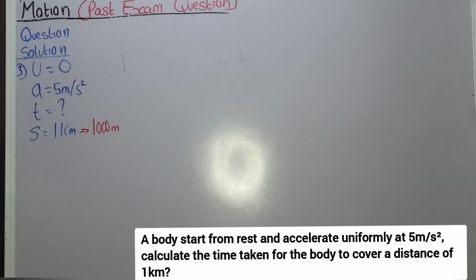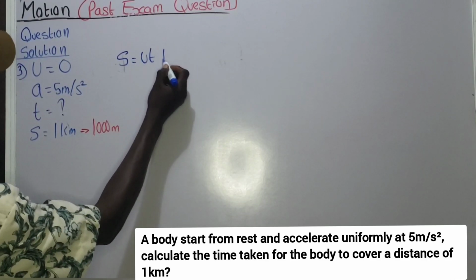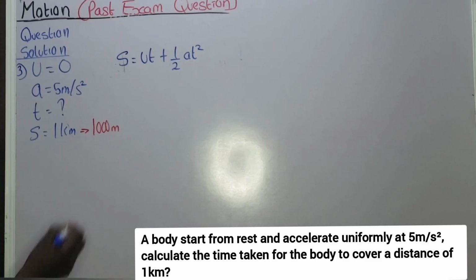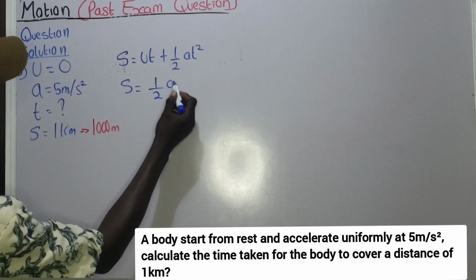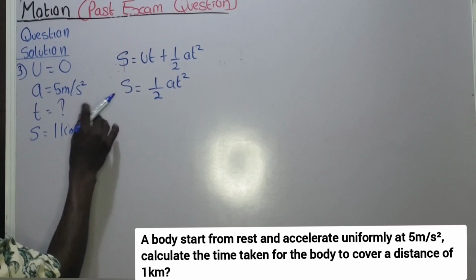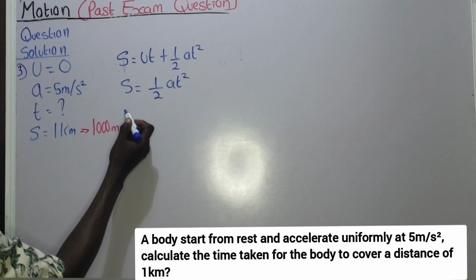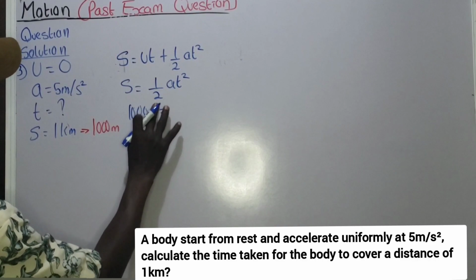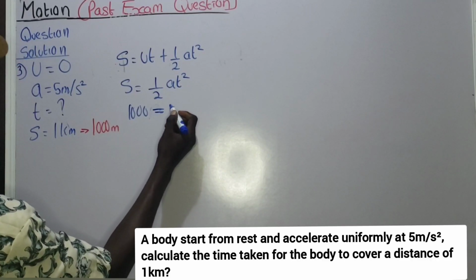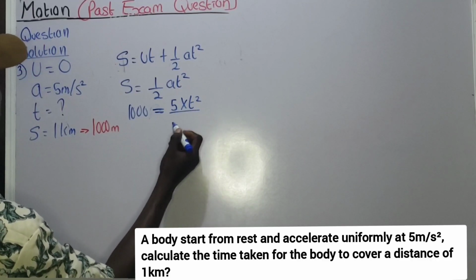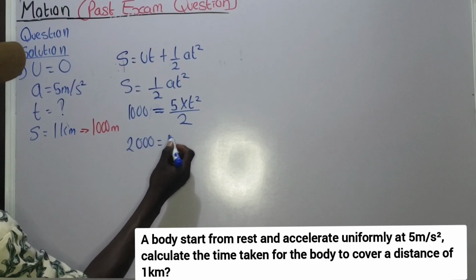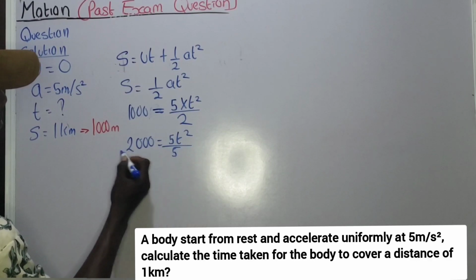So here we have s equals ut plus 1 over 2 at squared. But because the initial velocity is 0, s equals 1 over 2 at squared. With this formula we can easily determine the value of the time. So s is 1000 meters. I'm going to have 1000 equals 5 multiplied by t squared, all over 2. Here I'm going to have 2000 equals 5t squared.